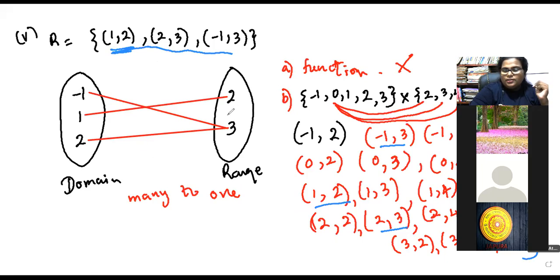So we have concluded in part A, it is a function because there is a many-to-one relation here. So the answer for this question, which is asking for the false information, is part A. Right, then we are going to discuss the second question.